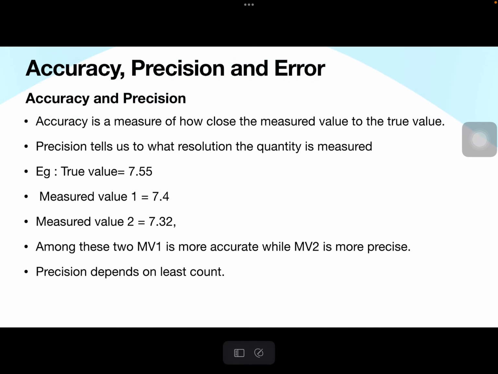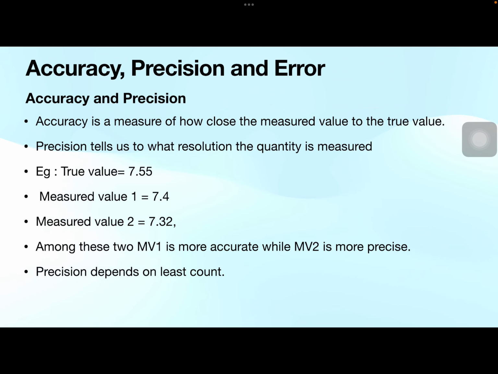Look at the example once again. 7.55 is the true value, and the first person measured it as 7.4 and the second person measured it as 7.32. The first person can read only 7.1, 7.2, 7.3, 7.4, and then 7.5, nothing in between, so he got 7.4. But this is closer than the second value, hence it is the more accurate value. In the second measurement, he can read two decimal places: 7.31, 7.32, 7.33 and so on. So his measurement is more precise compared to the first one.